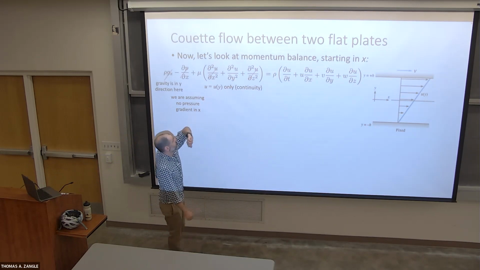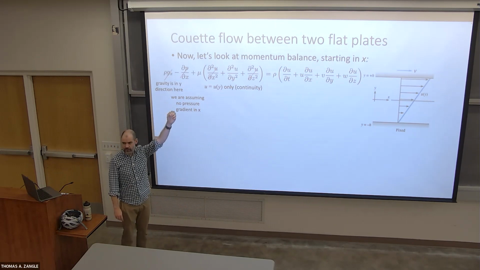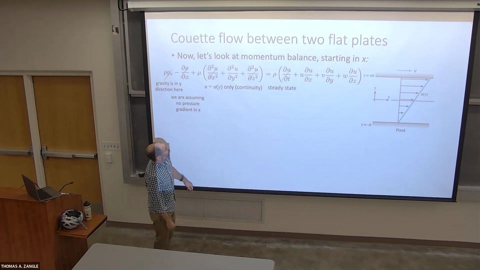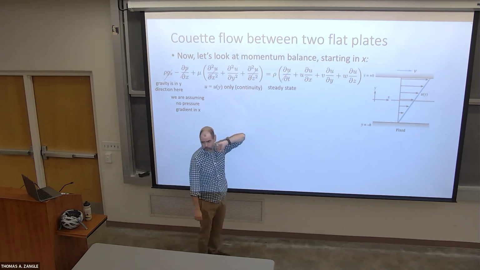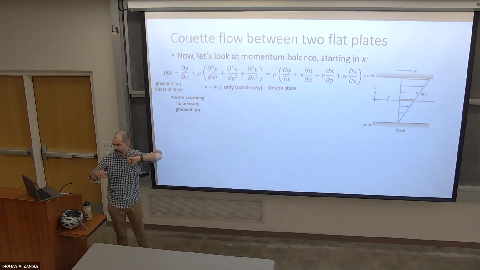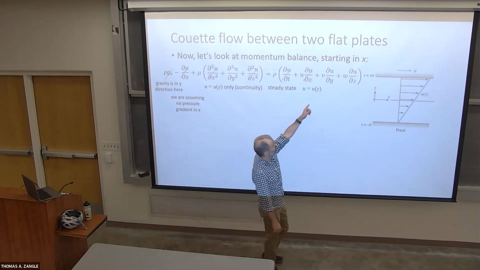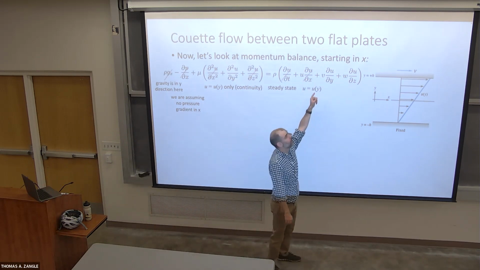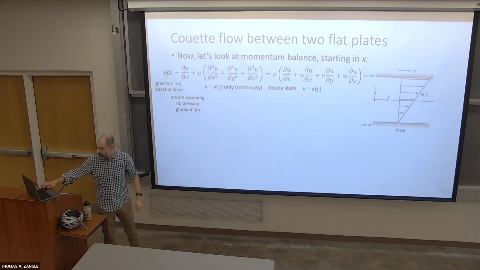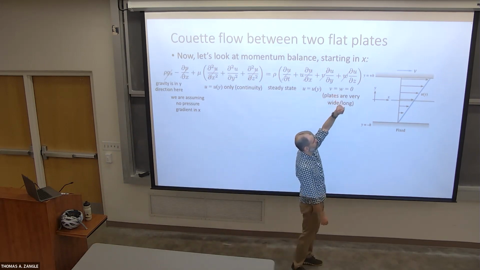We said that u is equal to u of y only, so the second derivative of u with respect to x has to be 0, as well as the partial with respect to t. We said that it's steady state, so the partial of u with respect to time is 0. We said u is just u of y, so du dx is equal to 0. And v is equal to w is equal to 0.